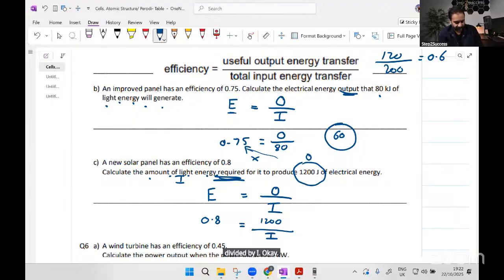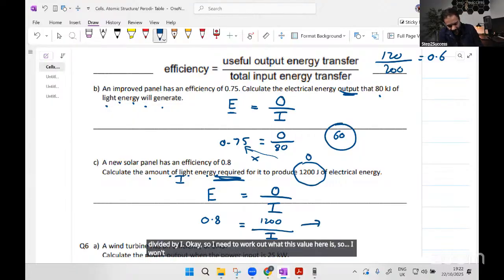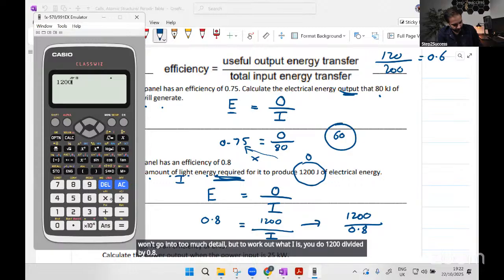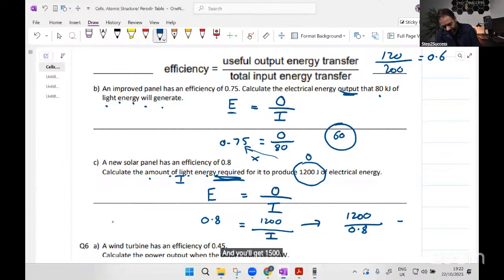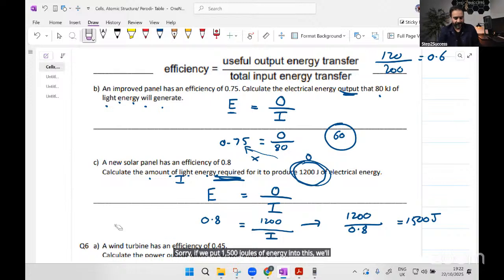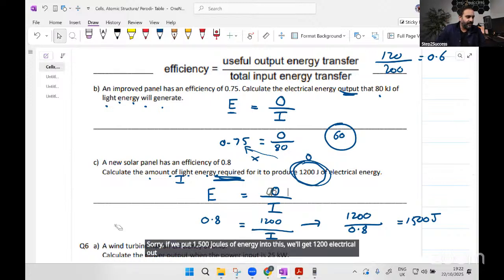Okay, so I need to work out what this value here is. So I won't go into too much detail, but to work out what I is, you do 1200 divided by 0.8. And you'll get 1500. So if we put 1500 joules of energy into this, we'll get 1200 electrical out, because some is always wasted, and that is life.